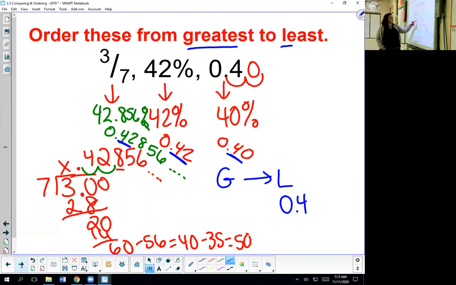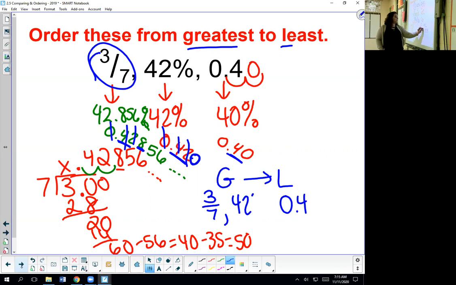3 7ths or 42%. Well, they both have a 0. They both have a 4. They both have a 2. This is an 8, but this one is a 0 after. So this one right here is the largest. So it should go 3 7ths as the largest, 42%, and ironically, it's in order, and 4 10ths.